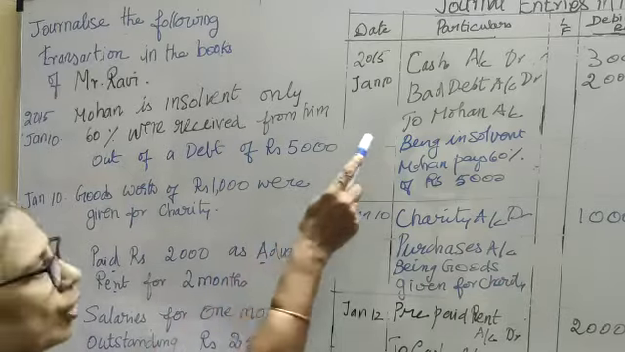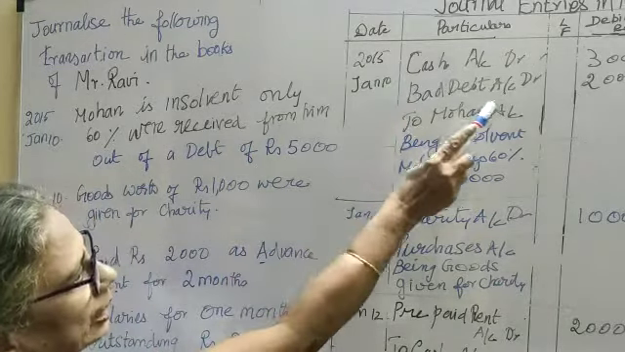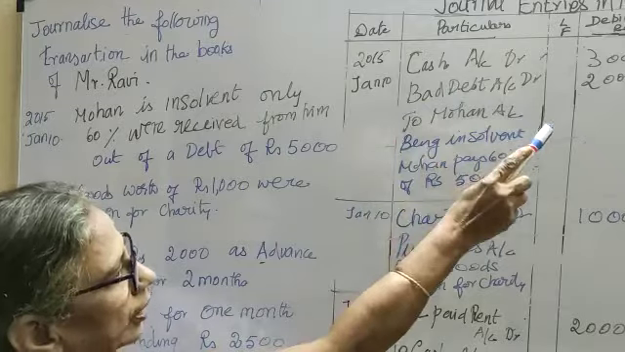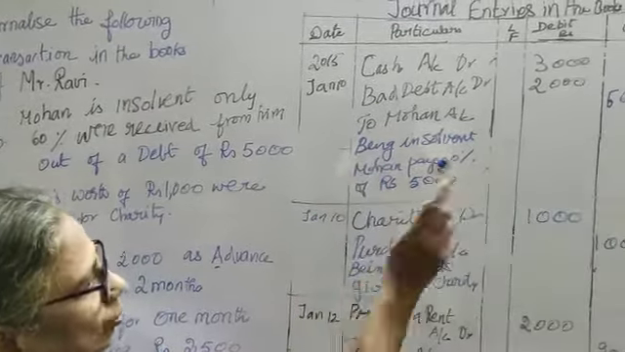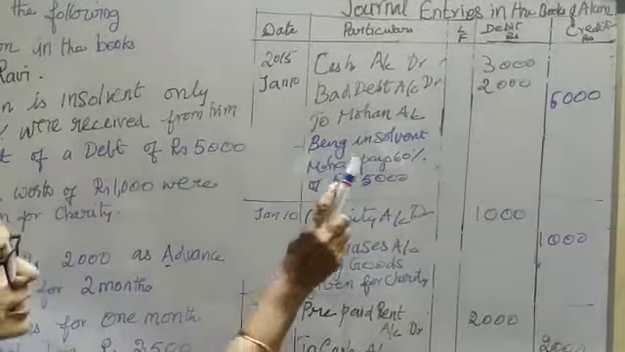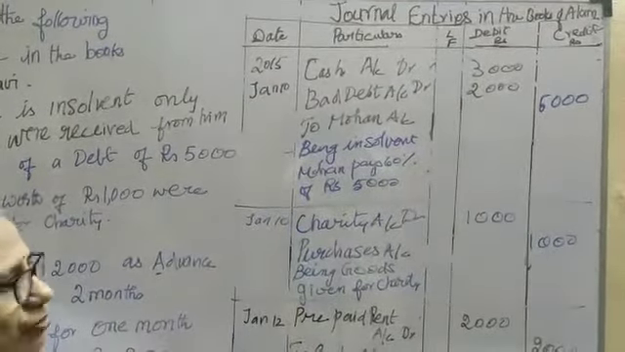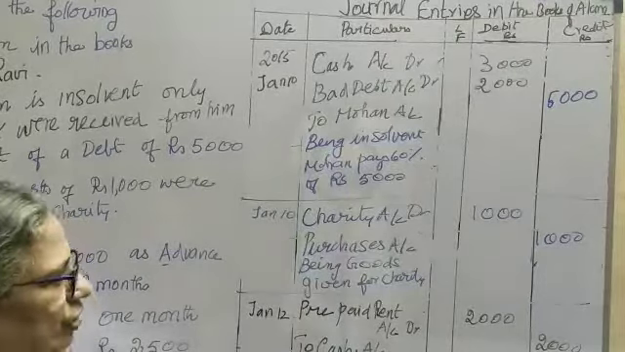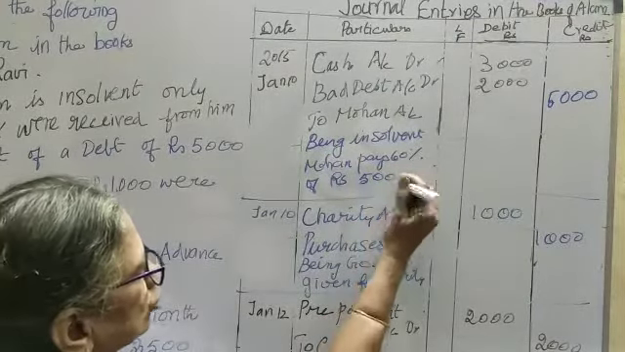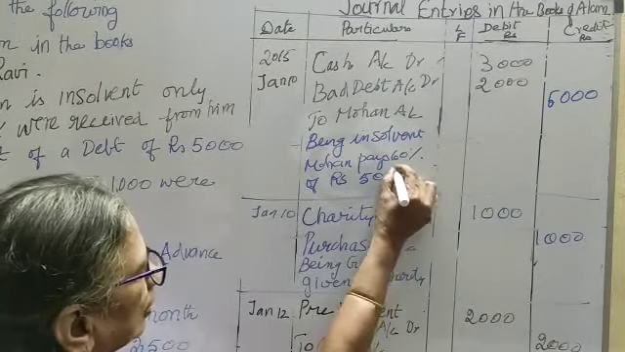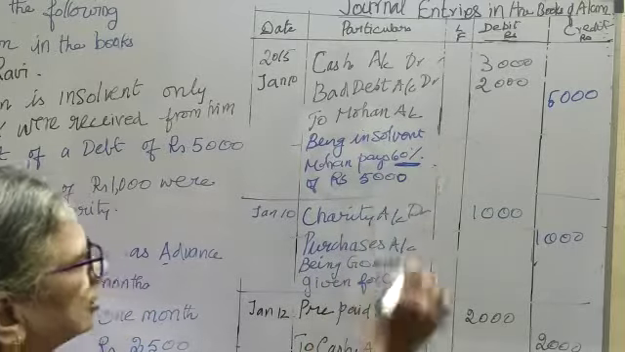For that, the journal entry has already been posted. Cash account debited with 3,000. Bad debt account 2,000. To Mohan's account 5,000. Being insolvent, Mohan pays 60% of his debt. That means out of rupees 5,000, he is paying only 60%.